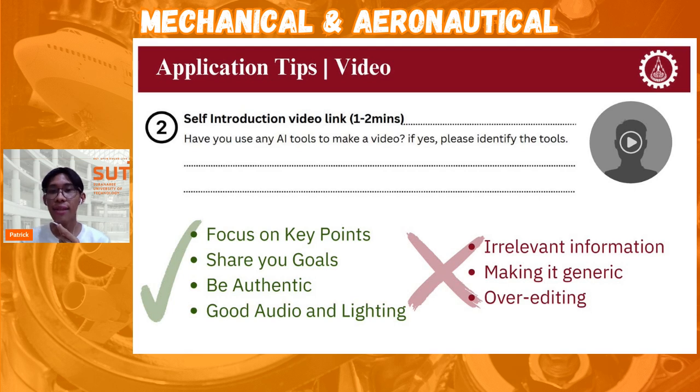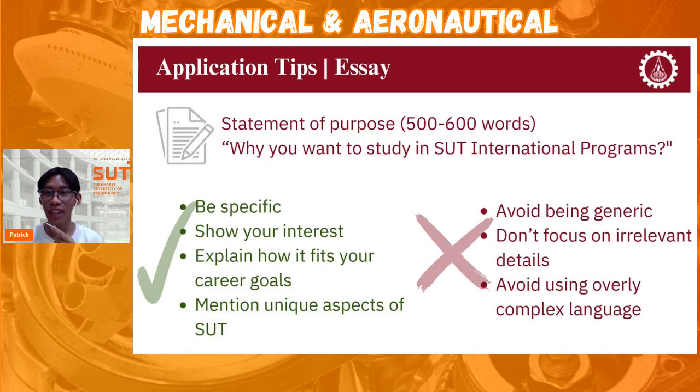Now, let's move on to the essay part of your application. You'll be asked to write a statement of purpose and answer a personal question. Here's how you can approach each. For the first essay, the statement of purpose, the question is, why do you want to study in SUT international programs? First, you need to be specific. Again, research the program and explain why it fits your academic and career goals. Highlight particular elements of the program that excite you.